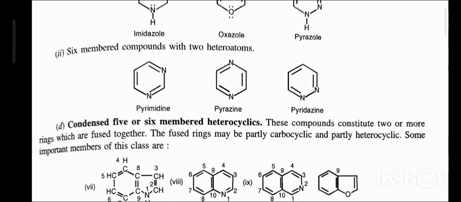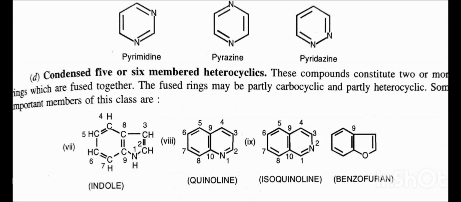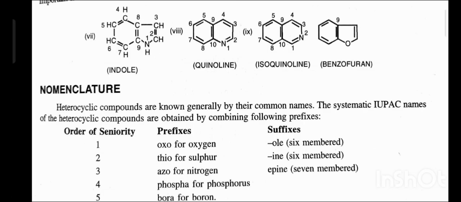These compounds constitute 2 or more rings which are fused together. The fused ring may be partially carbocyclic and partially heterocyclic. Some important members of this class are given below. Nomenclature. Heterocyclic compounds are generally known by their common names.